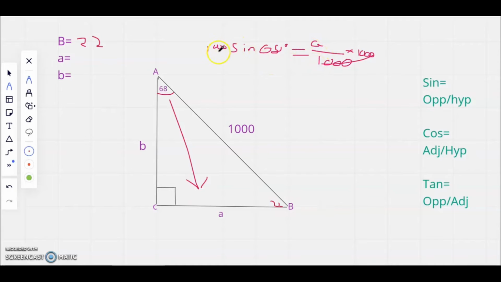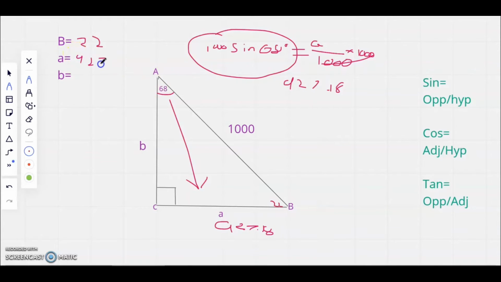So now what you want to do is plug this into your calculator, and then you will get a decimal, which is 927.18, and I'm just going to round to the nearest hundredth. So your A is 927.18. So your A is the number we just got.